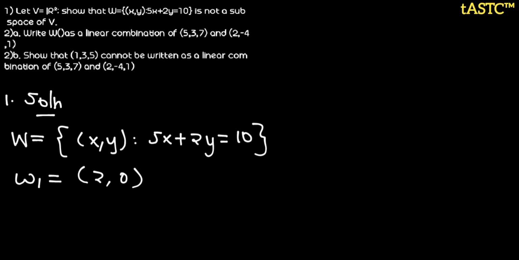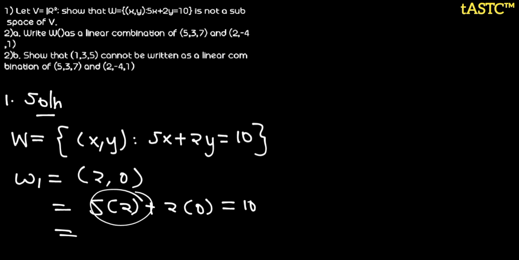So let us try that. This is going to be 5 multiplied by 2, and here we're going to have 2 multiplied by 0. Now here we know this is obviously going to give us a 10. So this is 10 plus 2 multiplied by 0, which is 0. And so 10 plus 0 is obviously equal to 10.